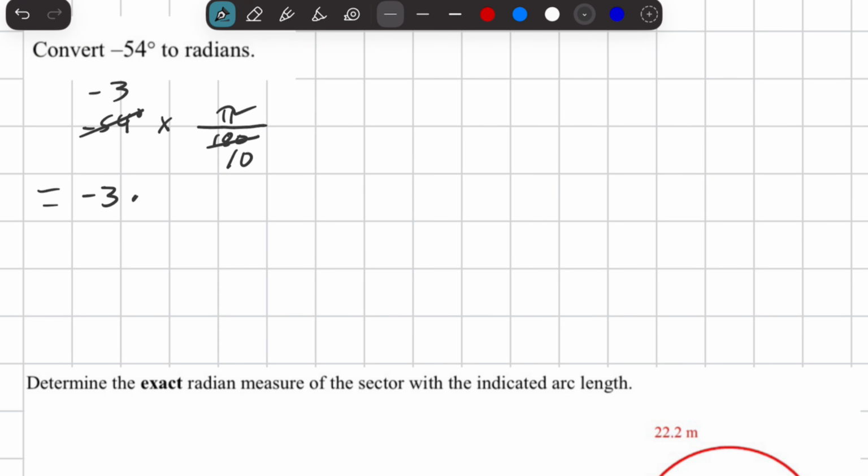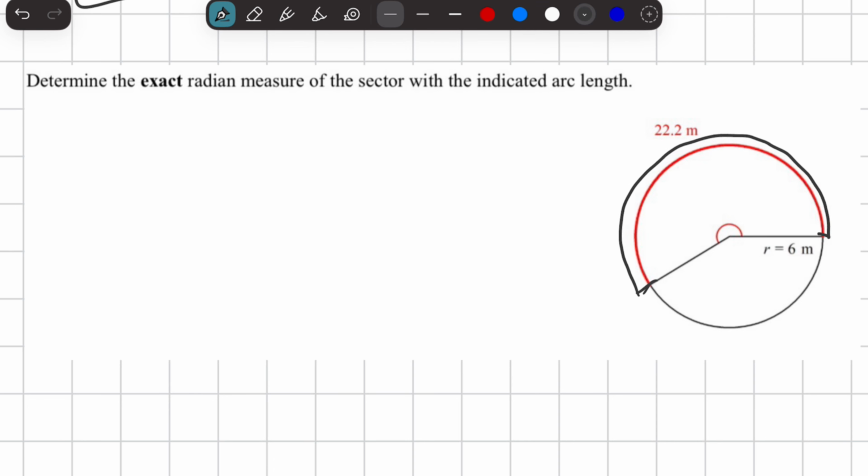The next question is determine the exact radian measure of the sector with the indicated arc length. So that is this length from here to here. And we're determining the radian measure, so we want to know what this part is. So you can see that we have our arc length and we have our radius. And we can put that our angle is equal to length over radius. And that is because basically our radian is when our radius is equal to the arc length. So if we can see how many times this radius goes into the arc length that we have described, we'll know how many radians there are.